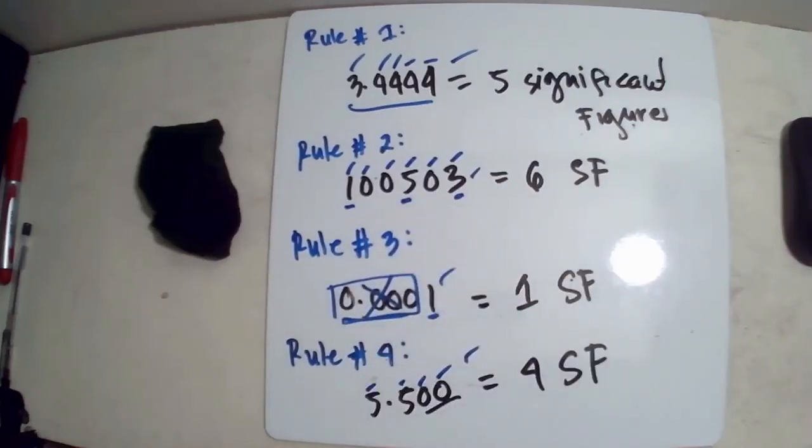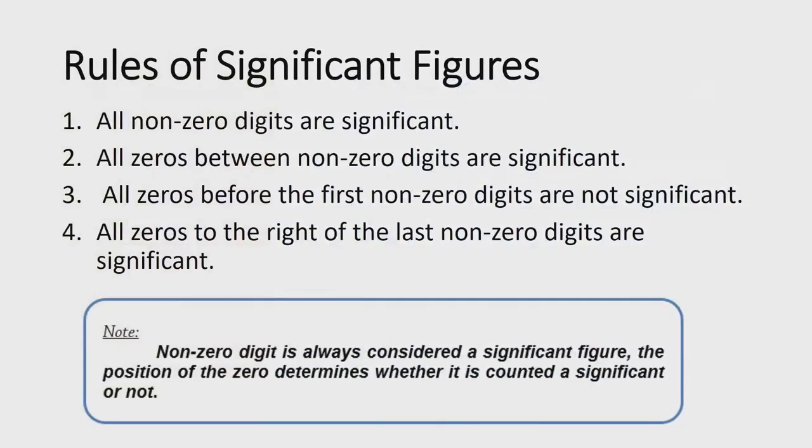Those are the rules of significant figures. Be careful of this one. A non-zero digit is always considered a significant figure. I think this is very clear. A note for us to easily understand the rules of significant figures: zeros can be significant depending on the position of the zero. It can be to the left, to the right, or in between. So it's up to the rules of significant figures to decide whether we count that zero or not. So just remember this note.